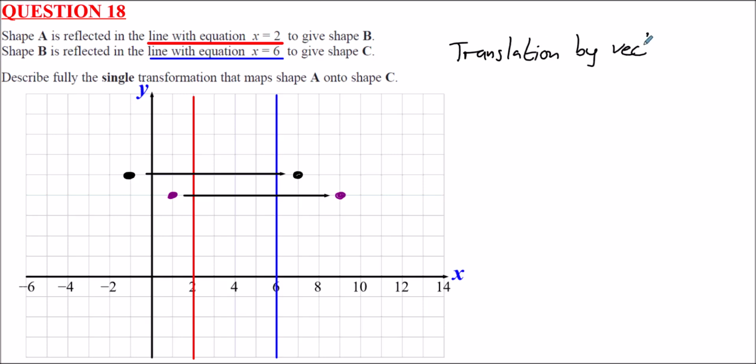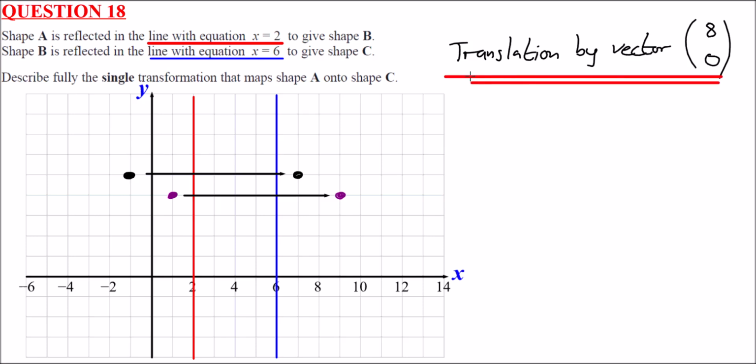and we do that using column vectors. So if we go 8 to the right, that means 8. We're not going up or down, we're just moving horizontally only, so it's 8, 0. That's the vector we're translating by. That therefore is our answer. So I'm going to underline it in red to say we're done.